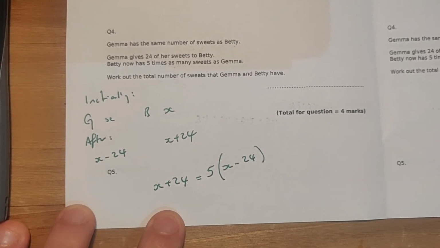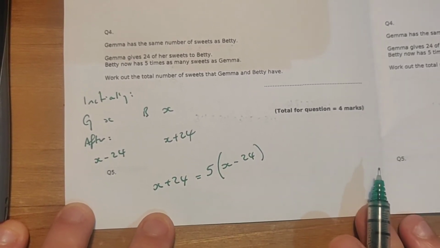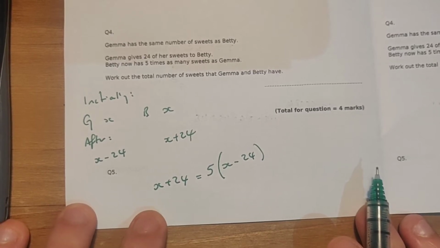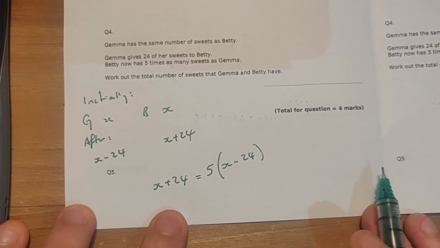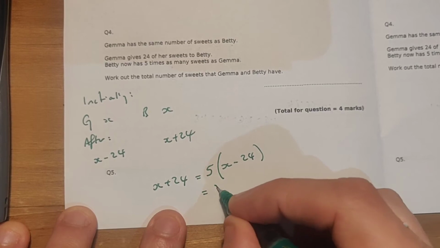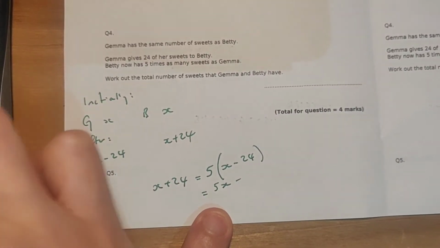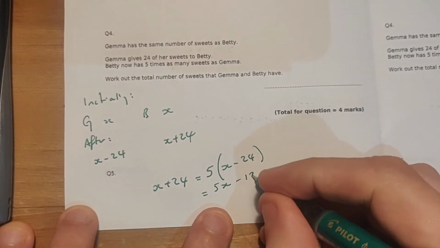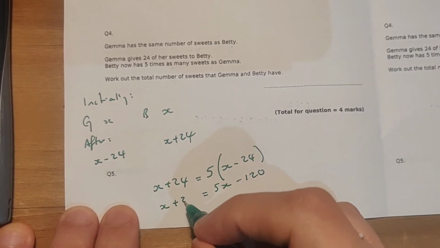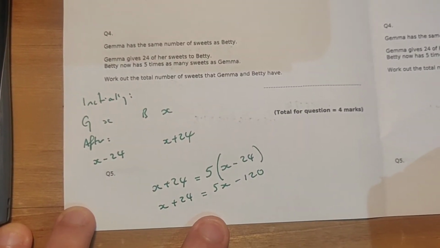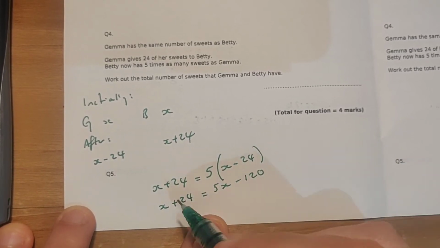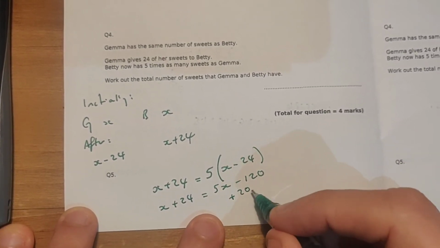This is now nice and easy. It's an equation we can solve. I've got a bracket and I don't want it there. I'm going to expand: 5x, 24 times by 5, and I can do it on a calculator if I want to. There's 120, x plus 24. I want x's on one side and numbers on the other. I'm going to add 120.